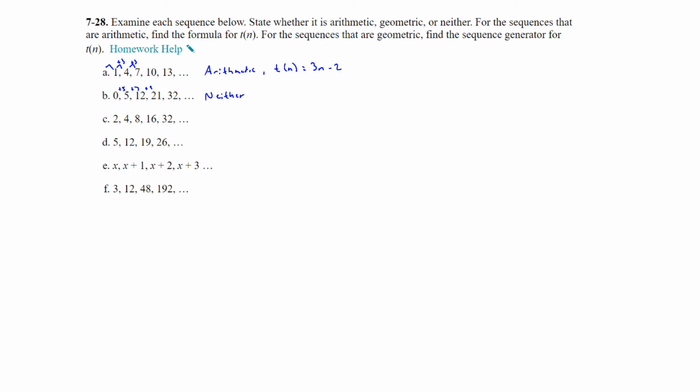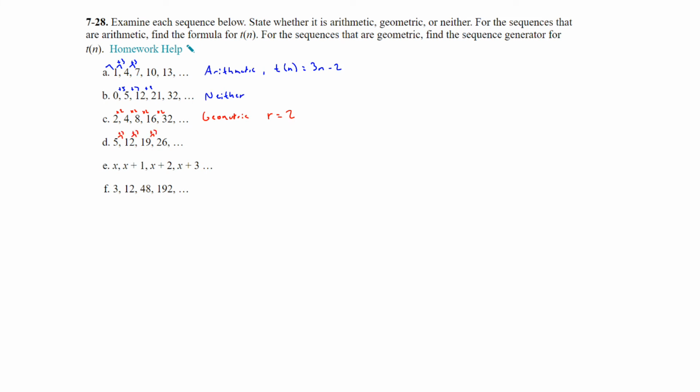On the next one, C, 2, 4, 8, 16, 32. So you're adding 2 and then 4, so it's not constant, but you are multiplying by 2, 2, and 2. So it is geometric because you are multiplying. So geometric there. And then, for the sequences that are geometric, find the sequence generator for T of n. We don't need to write the equation, we just need to write what the generator is, and that's R equals 2.